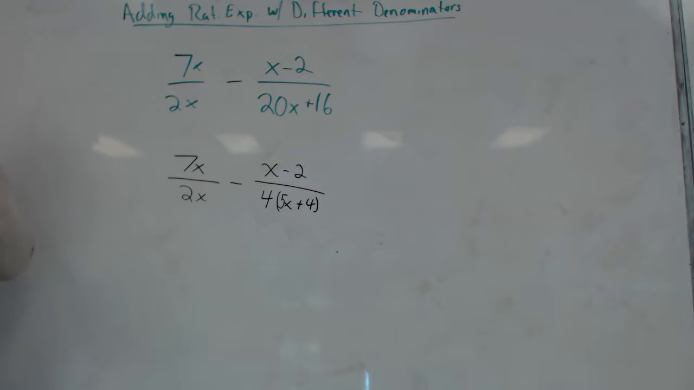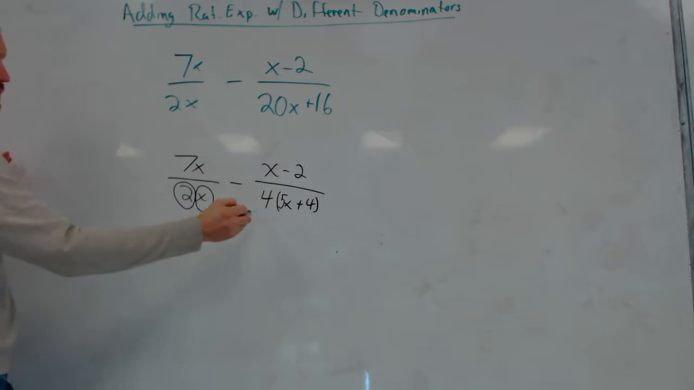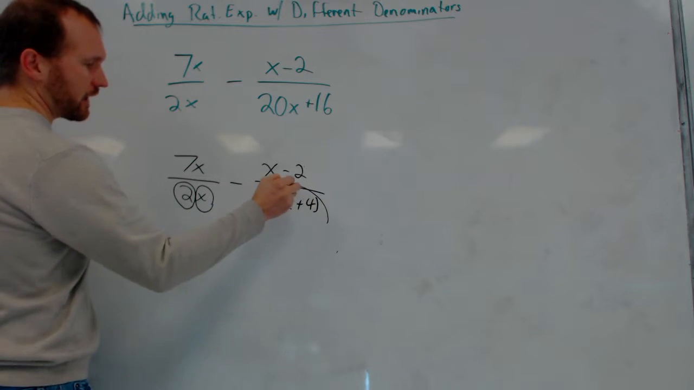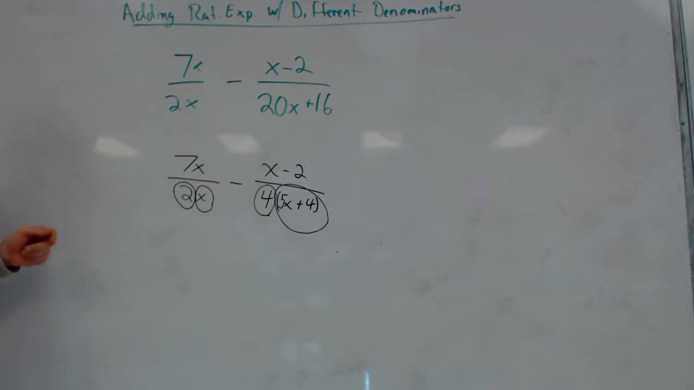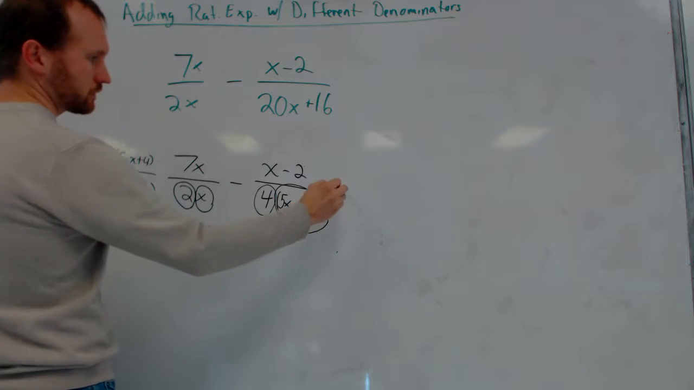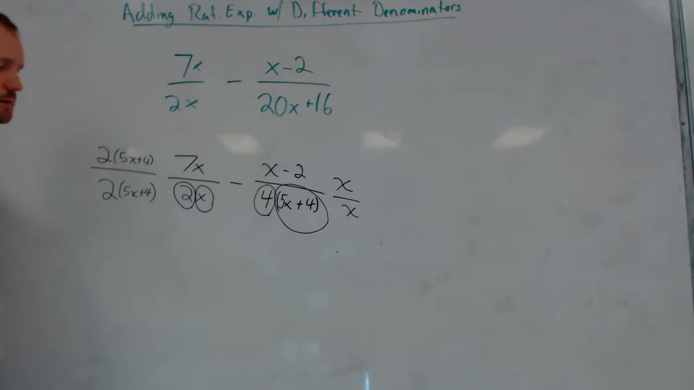Okay? So what are my factors? I'm going to circle them. In this one, my factors are 2 and x. In this one, my factors are 4 and 5x plus 4. So in the first fraction, to get it to equal 4, you have to multiply it by 2. And you also have to have the 5x plus 4, so you multiply by 2, parentheses, 5x plus 4, close parentheses. And then on the other one, all you're missing is the x. So I just multiply this one times x.